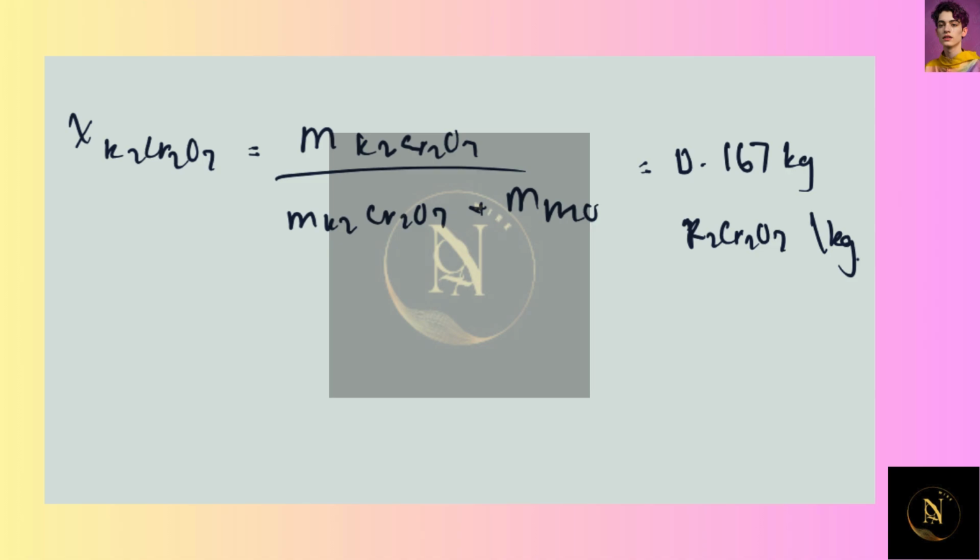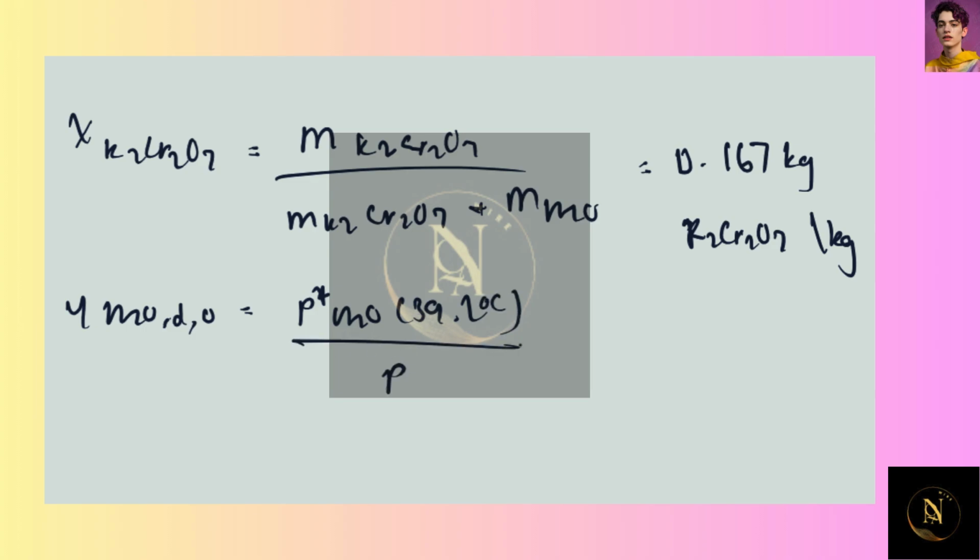water at 39.2 degrees Celsius. So we have gamma H2O dryer outlet is equal to P star H2O 39.2 degrees C. Divide that by P, we get a value of 0.0697 moles of H2O per mole.